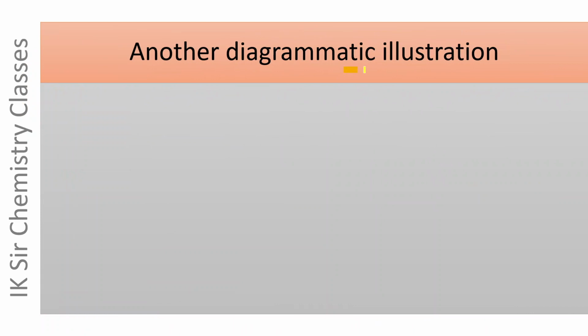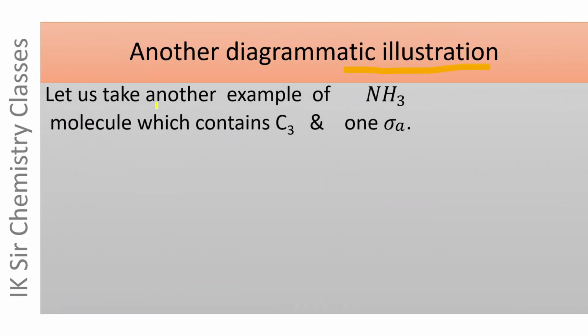Another diagrammatic illustration. Let us consider the example of the NH3 molecule, which contains C3 and one sigma A. Then sigma A multiplied by C3 will be another sigma B. This is one reflection operation, and sigma A multiplied by C3 produces another reflection operation, and sigma B multiplied by C3 produces sigma C.